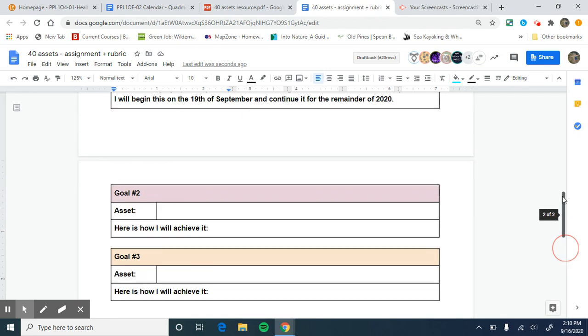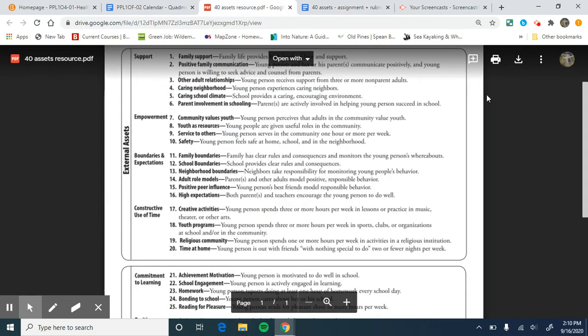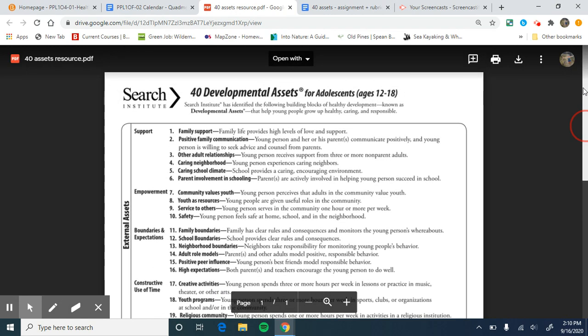If you have any questions, don't hesitate to email me. Don't forget this assignment is called 40 Assets Assignment and Rubric, and the resource you need for it is called 40 Assets Resource. It's a PDF from the Research Institute.